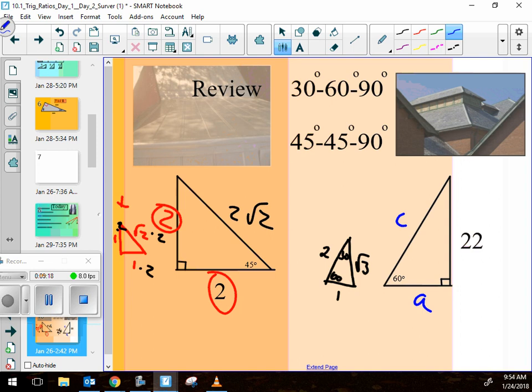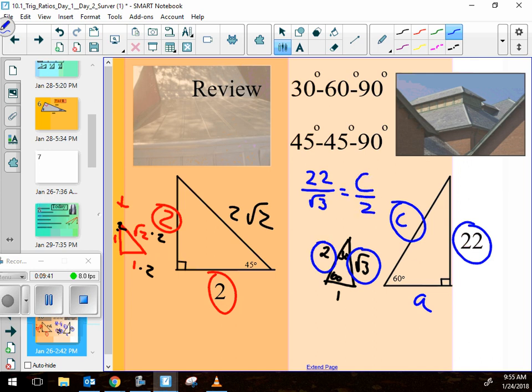Now, let's see if you can follow me here. 22 is to root 3 as C is to 2. Would you be able to solve that? That would tell me what C is.